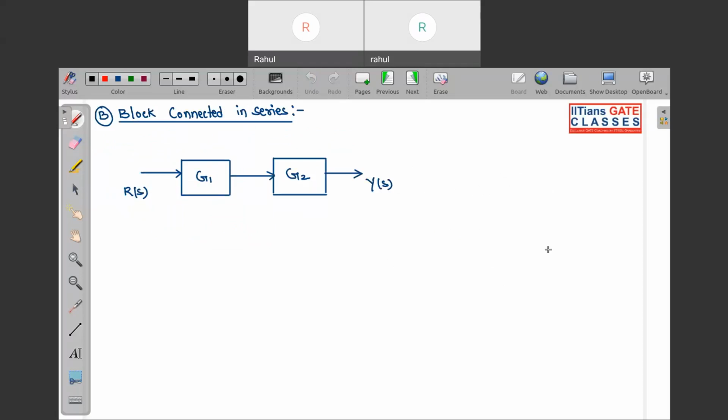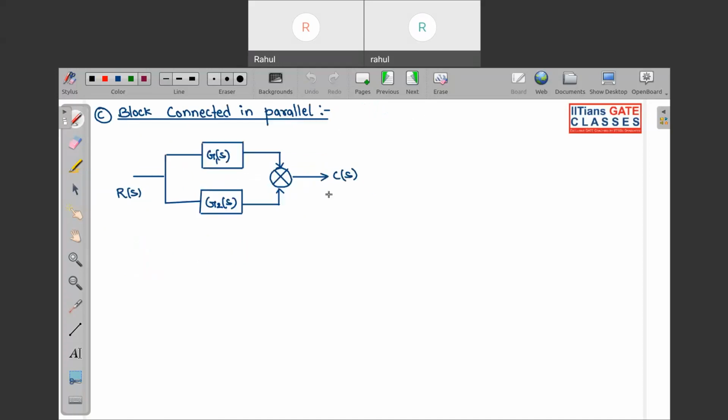Okay, if we have blocks connected in series, or you can even say blocks connected in cascade, then simply remember over here Y(s) by R(s) will be equal to what? The product of the gain of these two blocks. So that will be G1(s) dot G2(s). Okay, G1(s) dot G2(s).